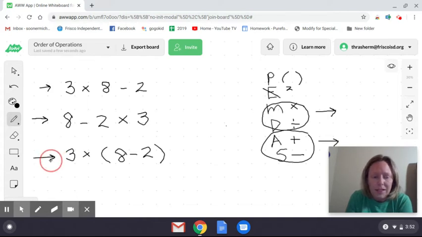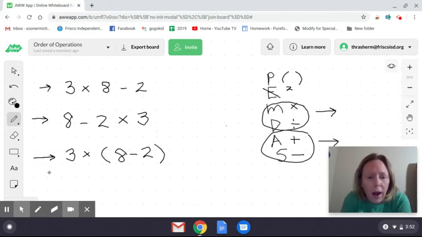Now for the last problem, I go through the list of PEMDAS and I come across some parentheses. And so I would solve what's in parentheses first. So that means subtraction would happen first before the multiplication.